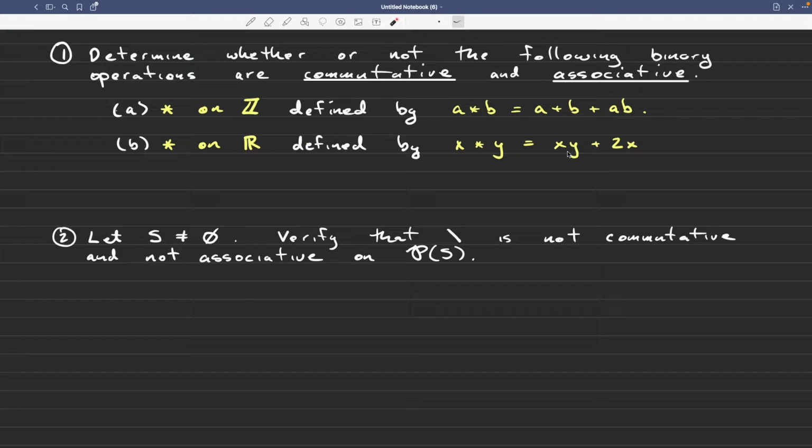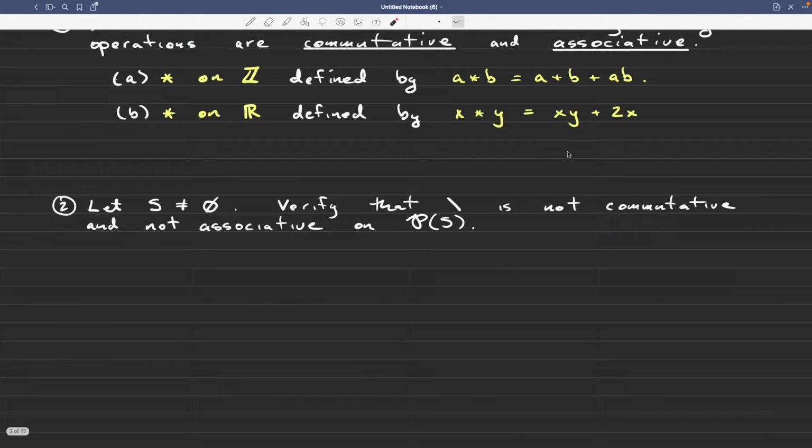Is it commutative? And then the second problem is to verify that set difference is not commutative, and it's also not associative on the power set of S. And we're requiring that S is not the empty set here, because if S is the empty set, it turns out that the operation is commutative and associative. So once you exclude the empty set S, your base set S, then you lose commutativity and associativity. All right, so press pause, take a few minutes to work on these, and when you come back, we'll work through them together.